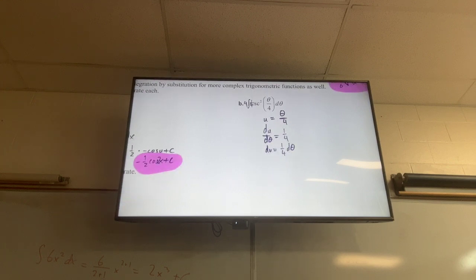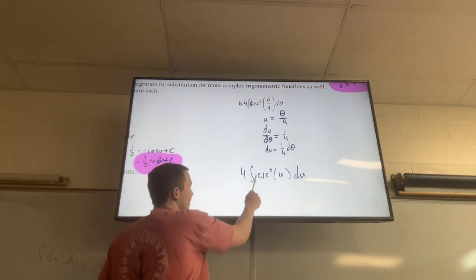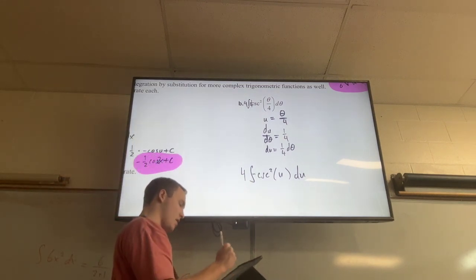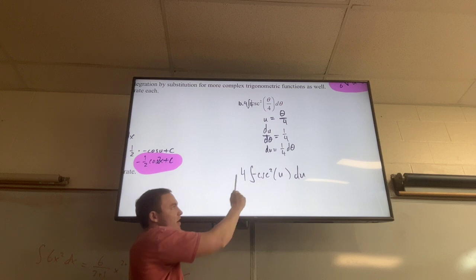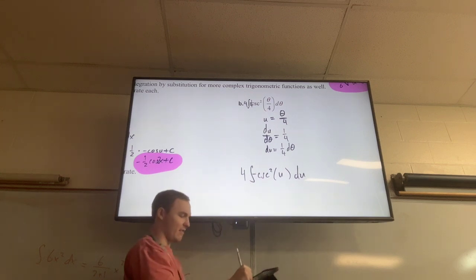So I'm going to have 4 times the antiderivative of cosecant squared u du. The derivative of cotangent is negative cosecant squared, right? So I'm going to make my life easier if this is negative, so I'll put a negative there. If I put a negative inside here, what do I have to do to compensate? I need to do a negative outside.